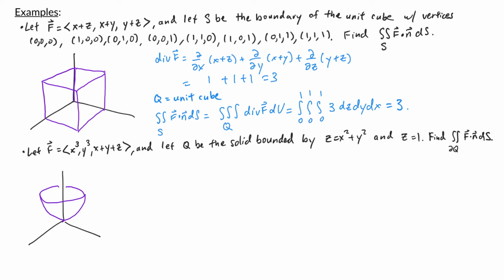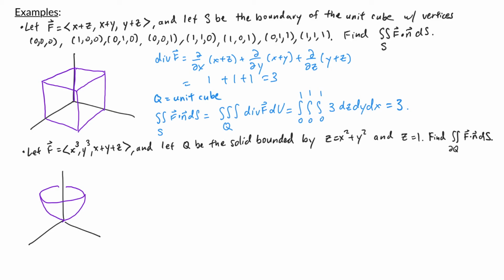So again, if I want to calculate the flux over the boundary of Q, this might be a little bit complicated because we need to break up the boundary of Q into two pieces: the paraboloid z equals x squared plus y squared, and the plane on top, z equals 1. And we would need to calculate the flux over both surfaces. So let's use the divergence theorem.